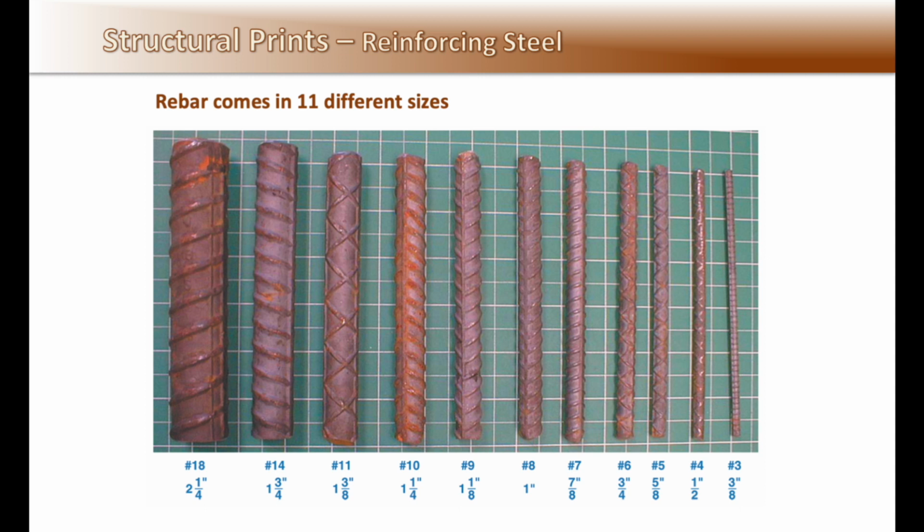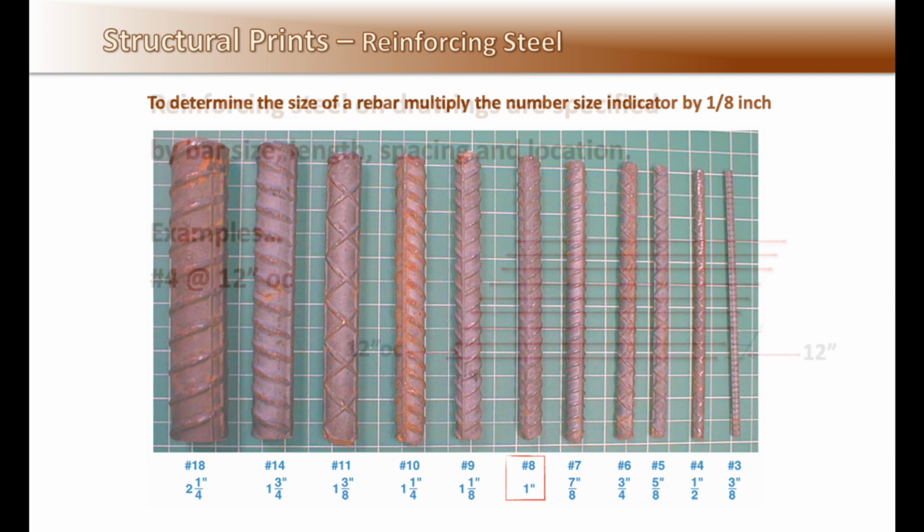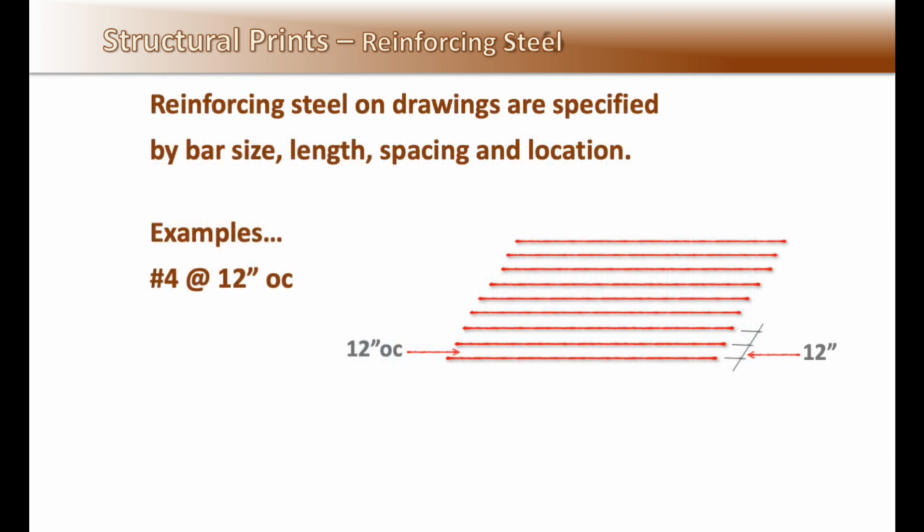Deformed bars come in 11 different sizes, number 3s to number 18s. The bar number indicates the diameter in eighths of an inch. A number 4 bar would be 1/2 inch, and a number 8 bar would be 1 inch in diameter. The nomenclature for reinforcing steel on drawings is specified by bar size, length when needed, bar on center spacing, and location, top or bottom, when needed. For example, number 4 at 12 inches on center each way.